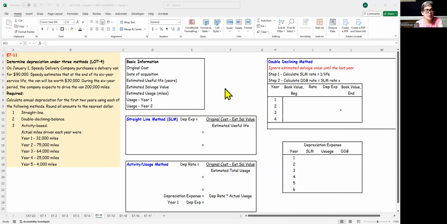Moving on, now in this exercise, we're going to be looking at using the asset and depreciating the asset. So the previous few videos, we had talked about the acquisition.